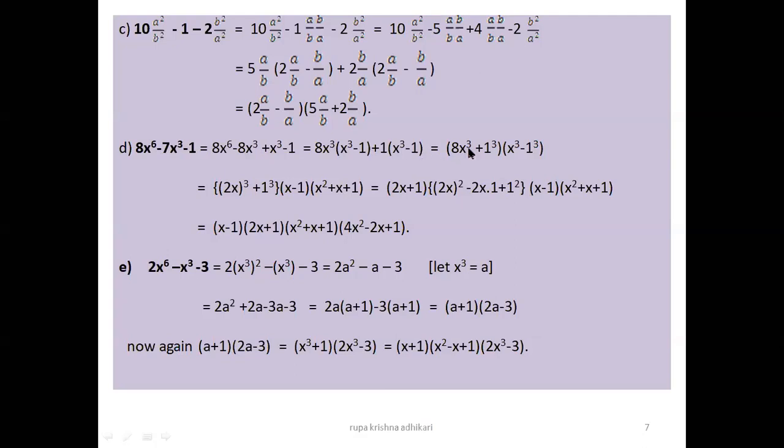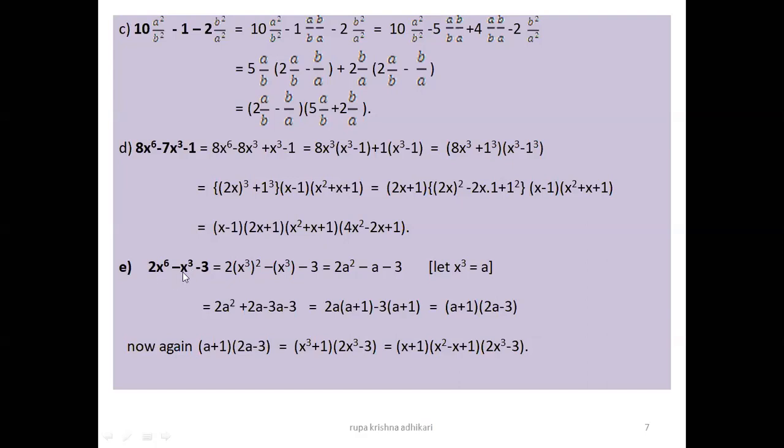Hence take common. Here you will get a cube plus b cube form, a cube minus b cube form. Put the values, formula. Hence the result is x minus 1 into 2x plus 1, x square plus x plus, then rearrange the factors. X square plus x plus 1 into 4x square minus 2x plus 1. Therefore the result. Similarly, fifth one, 2x to the power 6 minus x cube minus 3.